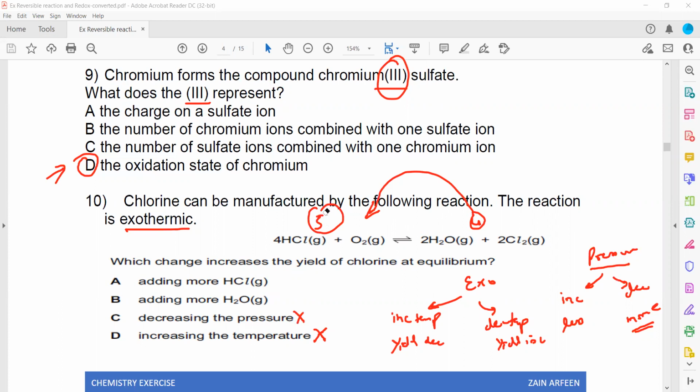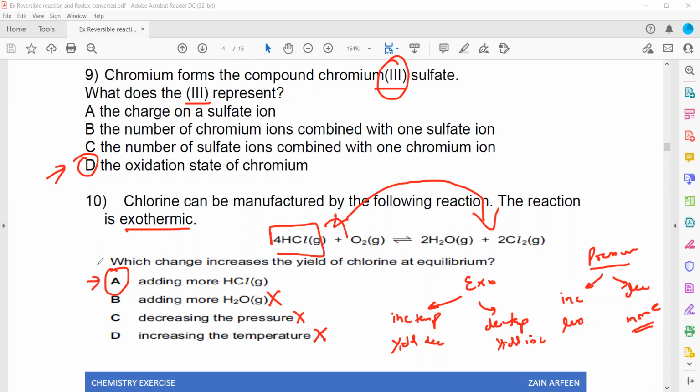Then when you check adding water, H2O. If I add more water, these water particles will combine with chlorine, and as a result they will form more reactant. So equilibrium is shifted towards the left hand side. Whenever we add reactant, like here, adding more HCl, HCl will combine with oxygen, and as a result they will give more product. So that's why A is the right answer.